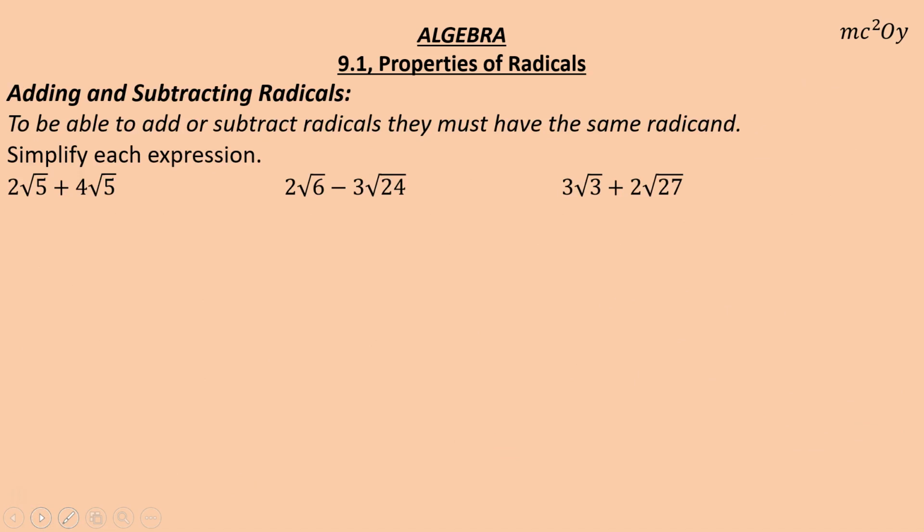Okay, this would be day 4, adding and subtracting radicals. In order to do that, you have to have the same radicand. So you have to be adding and subtracting the same thing. So I have 2 root 5s and 4 root 5s, for a grand total of 2 plus 4, or 6 root 5. So you're counting up how many root 5s you have.